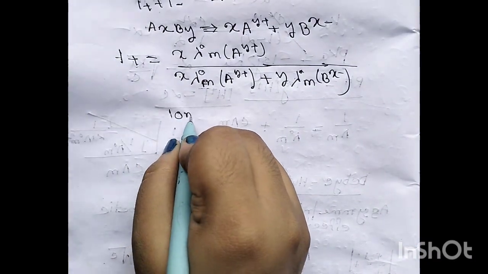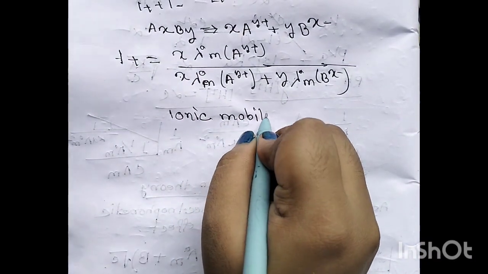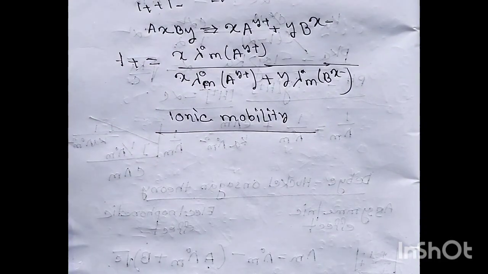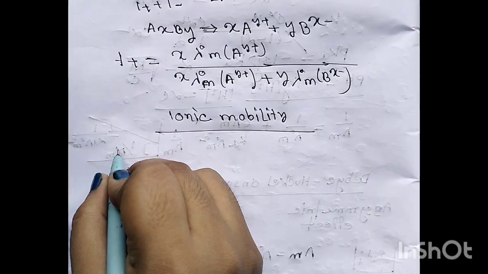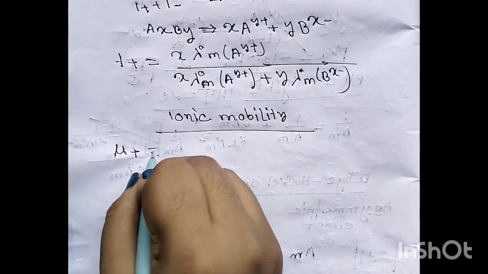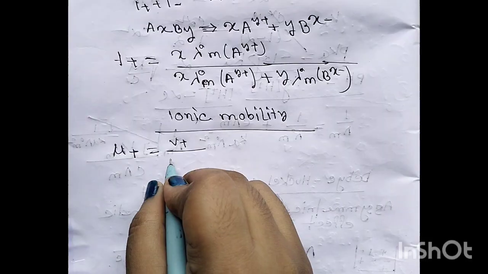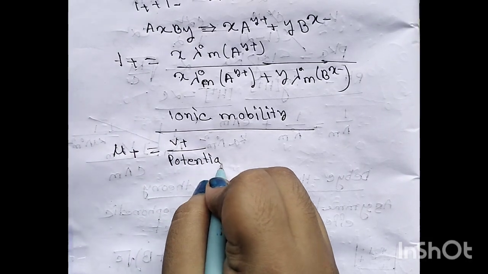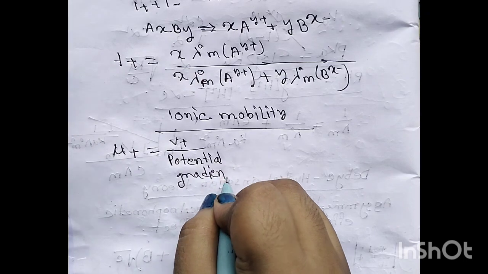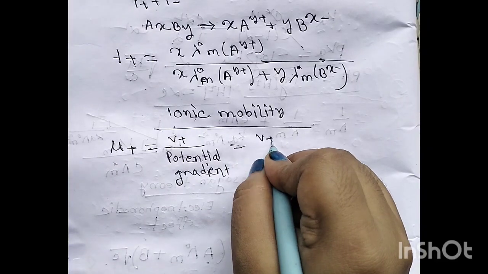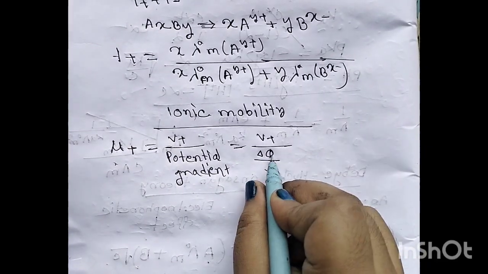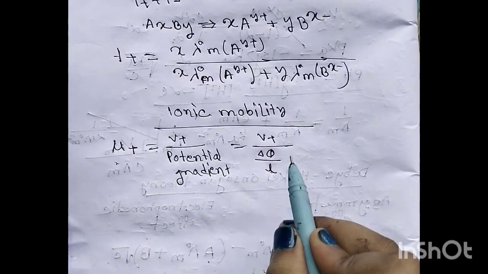Okay, now we are discussing ionic mobility. What is ionic mobility? Ionic mobility is the speed of an ion under electric field. इधर दो फॉर्मूला होता है, एक है mu plus equals v plus by potential gradient. Mu plus, ionic mobility of cation, equals v plus by potential gradient, so v plus by del phi by L. What is del phi? Del phi means potential difference, by length.